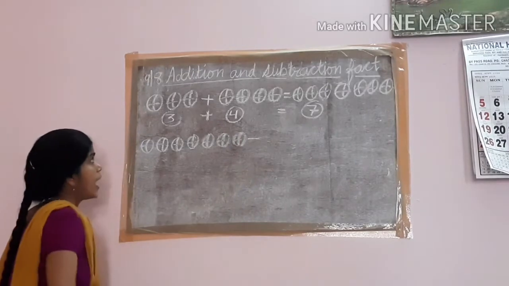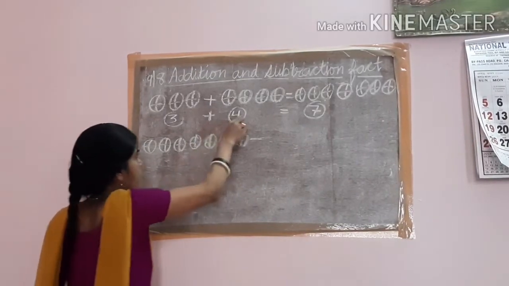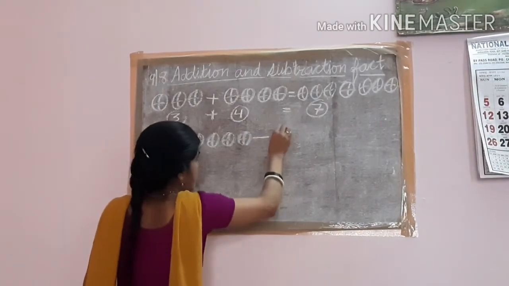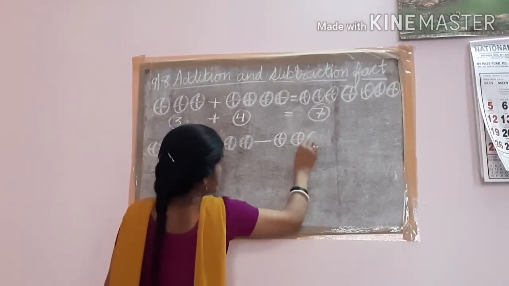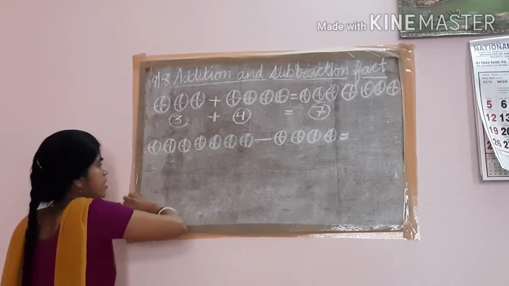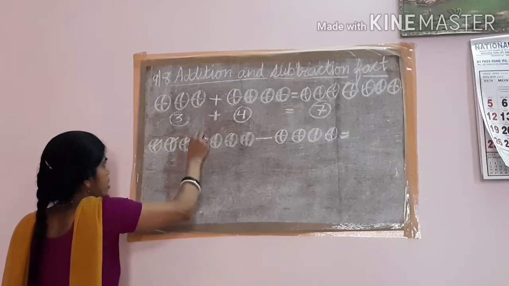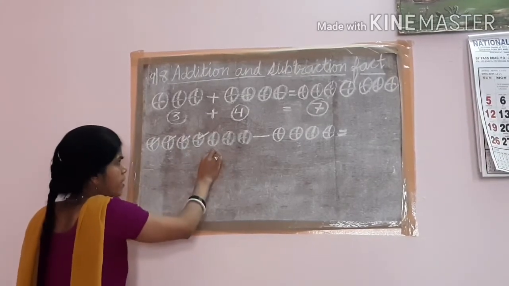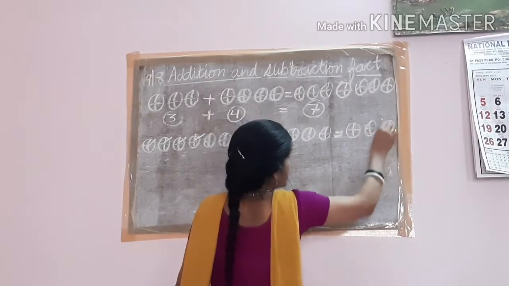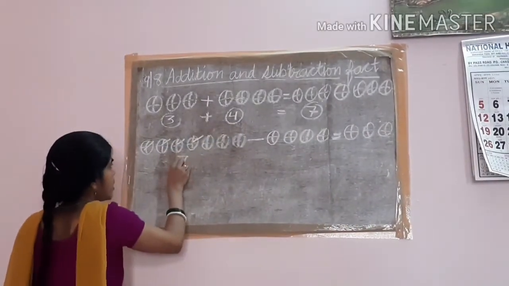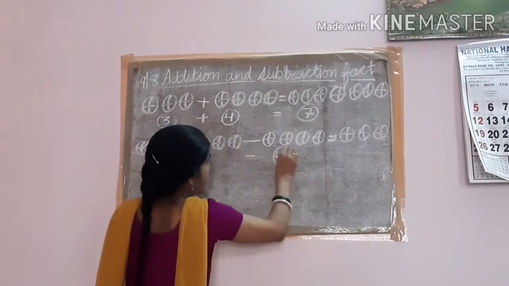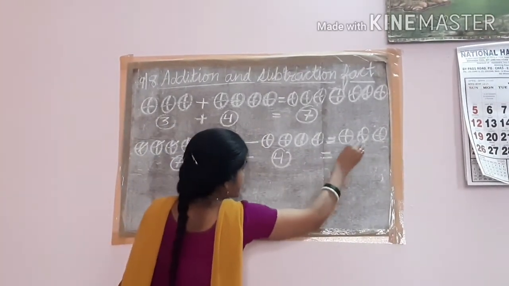And now I will subtract 4 balls from here. This is the subtraction sign. And now 1, 2, 3, 4. Now how many are left? Let us subtract 1, 2, 3, 4. How many are left? 3 balls. So here 1, 2, 3. See, now here total 7 and here minus sign 4 and here 3.